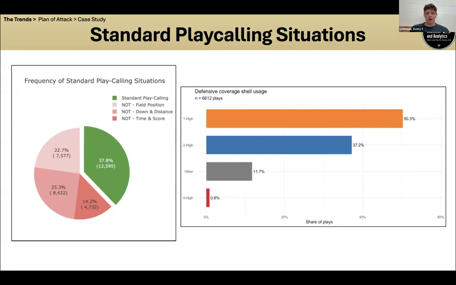And then finally, time and score also impacts play calling, so about 14.2% is taken out of all the play calling. Therefore, we found that about 37.8% of play calling is just standard coaches being coaches, trying to win the game and put your team in the best situation without being impacted by situational football.